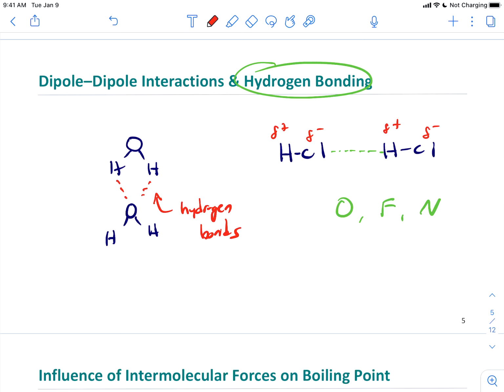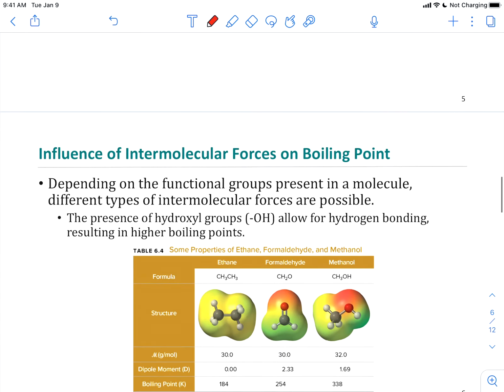Sometimes this is confusing, the way SmartWork asks these questions. They'll say what type of forces are present, and they'll want you to say both dipole-dipole and hydrogen. And that's a little semantically confusing. I'm not sure I would agree with that. This is a force here, and it's a hydrogen bond. Yes, it's a dipole-dipole interaction, but it's not a separate force. So just be aware of that if you're asked that in SmartWork or something. I'll avoid that type of confusion on any of my quizzes and exams. So hydrogen bonds are just a special case of dipole-dipole forces.